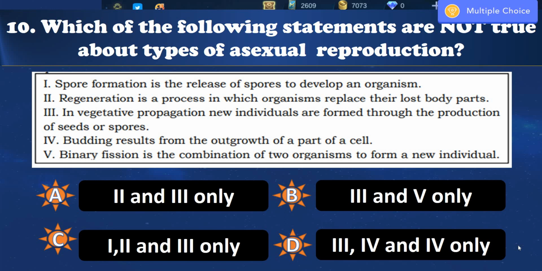Okay, time is up. And the correct answer is letter B, 3 and 5 only. So in vegetative propagation, new individuals are formed through the production of seeds or spores. In binary fission is the combination of two organisms to form a new individual.